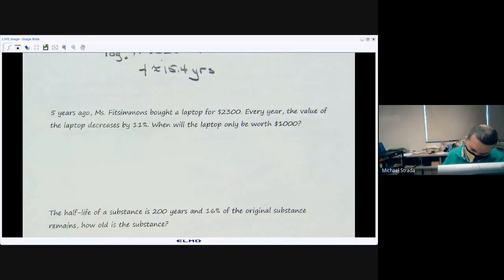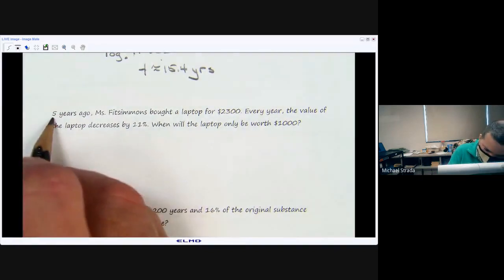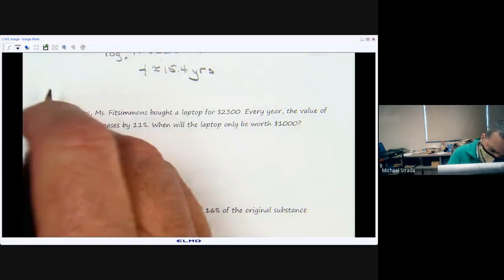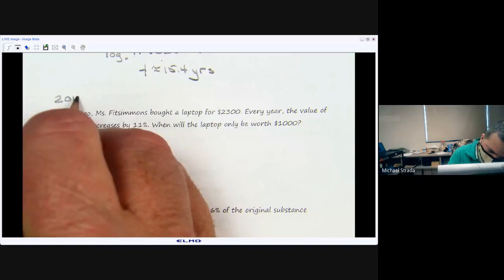All right. 5 years ago, Mr. Fitzsimmons bought a laptop for $2,300. Every year, the value of the laptop decreases by 11%. When will the laptop only be worth $1,000? All right, so you have to be careful. They're adding different years. So 5 years ago, that would be 2016.